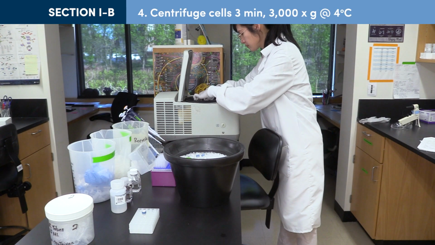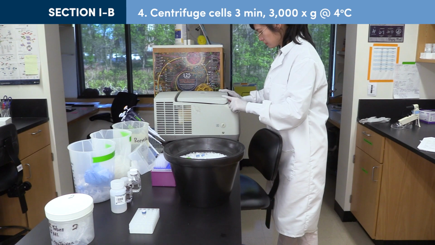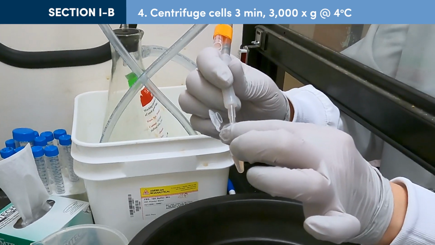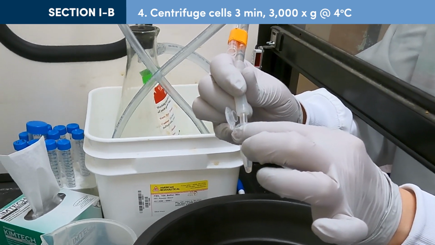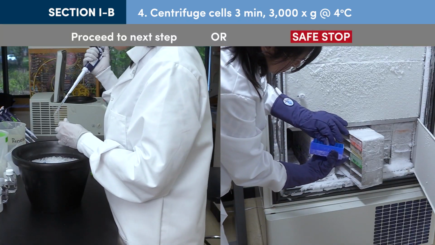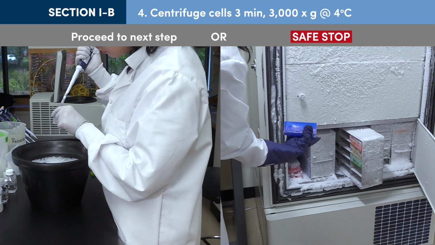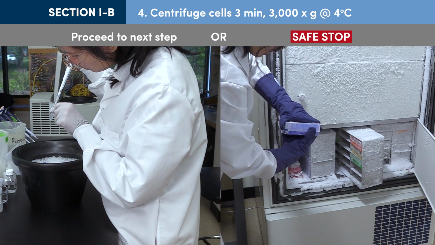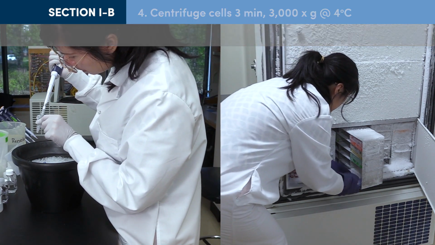Centrifuge the cell suspension for 3 minutes at 3000 Gs at 4 degrees. Then, remove the supernatant containing fixative in the fume hood. At this stage, you may either proceed directly to step 5, or the fixed cell pellets may be stored at -80, provided you are not working with low cell numbers.